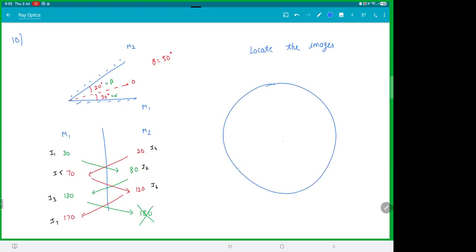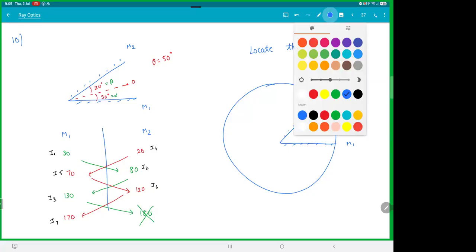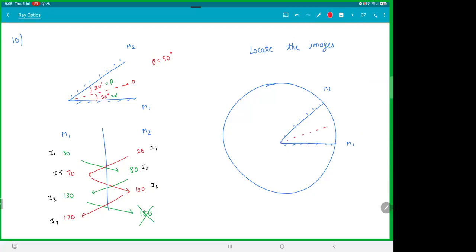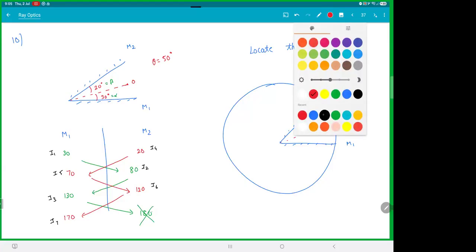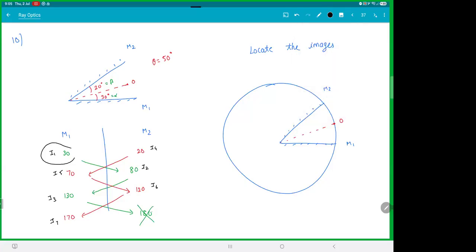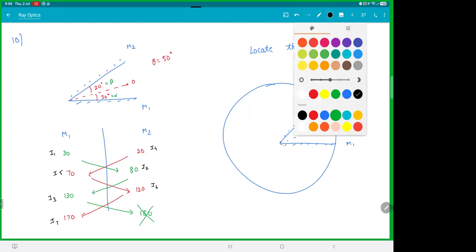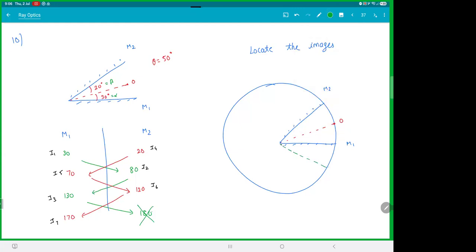So you have a circle. These were the mirrors, M1, M2. The object was somewhere here. Great. Where is I1? This is how you read. I1 is in M1 and at 30 degrees from M1. So this is your I1 at 30 degrees.